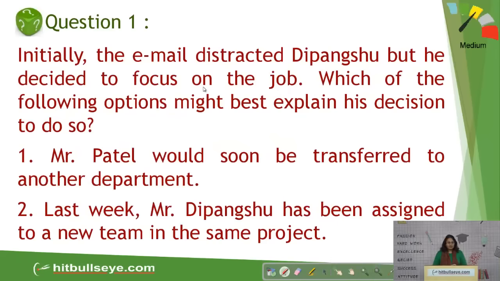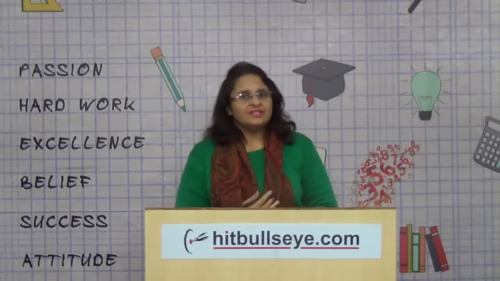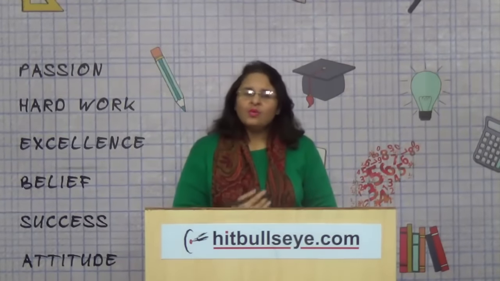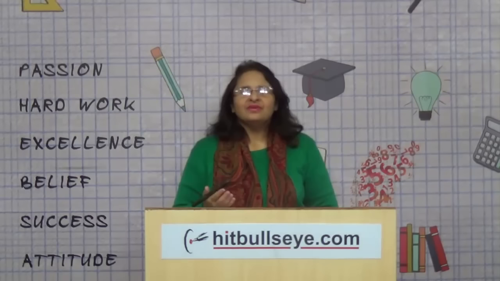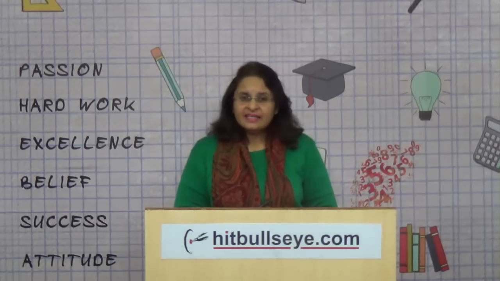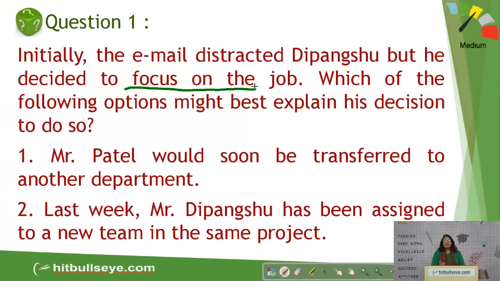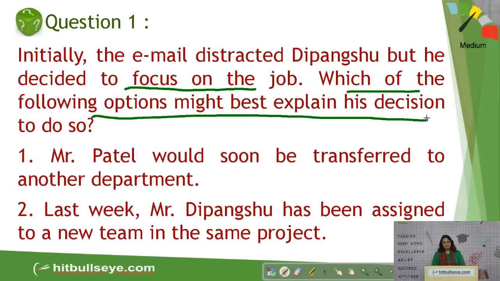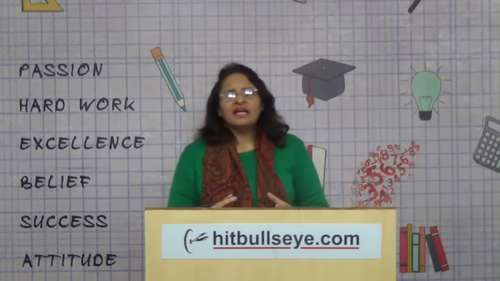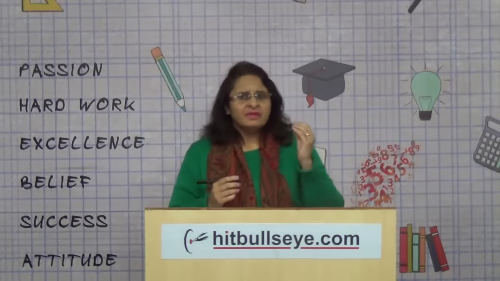Now, very first thing we do is look at the question stem. The question stem says, initially the email distracted Dipanshu, but he decided to focus on the job. In that, we get broadly 2 kinds of questions. One is which asks you what is the next step of action, what is the course of action that has to be undertaken. The second is they can ask you what led the person to take this decision. And this, dear students, is that second kind of question where you have to tell which of the following options might best explain his decision. So before taking a look at the options, again I repeat, remember the core issue.